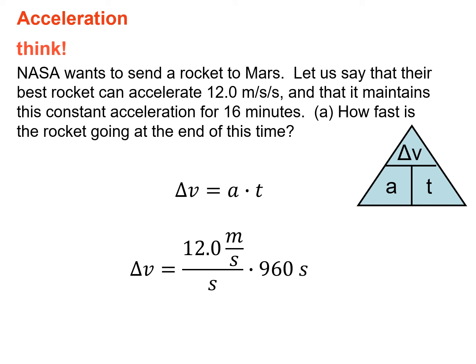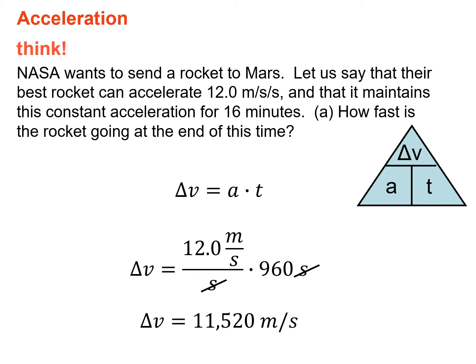So a change in velocity would be 12 meters per second squared times 960 seconds. You'll see how I rewrote the units for acceleration there so that now you can see the seconds from the time and the seconds in the bottom of the denominator of the acceleration are going to cancel each other out, leaving us with just meters per second, which is an appropriate unit for speed. The 12 times the 960 will give us 11,520. The units will be meters per second.